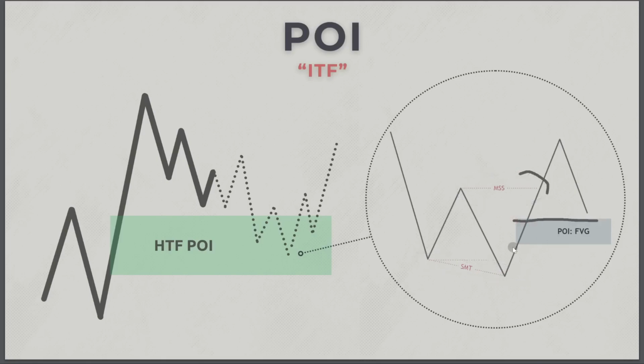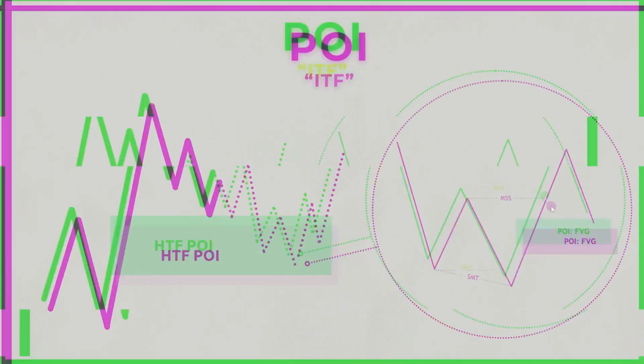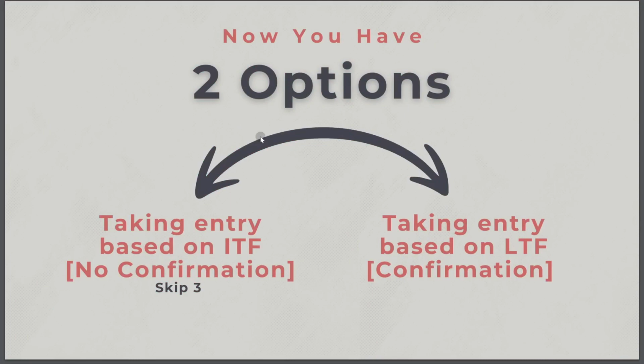And then a creation of a fair value gap, because that's your zone of entry. Otherwise, you have no place to enter, or at least this is the easiest way to enter. So as soon as we see this in our intermediate time frame, then we could actually switch to the lower time frame and look for an entry from there. Two options at this stage. You either can take an entry based on the intermediate time frame, and therefore you can skip the third step.